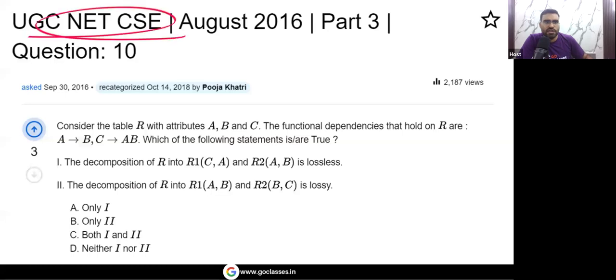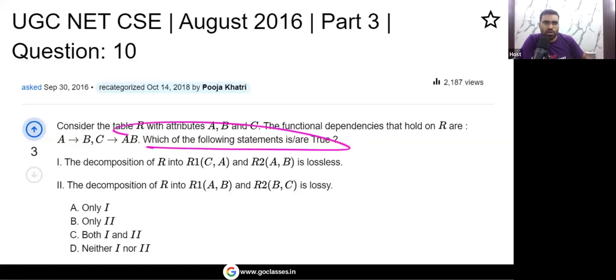Let's solve this UGC NET August 2016 question. Consider the following relation R with these attributes. These are the functional dependencies that hold on relation R. Which of the following statements is or are true? The decomposition of R into CA, AB is lossless. The decomposition of R into AB, BC is lossy.